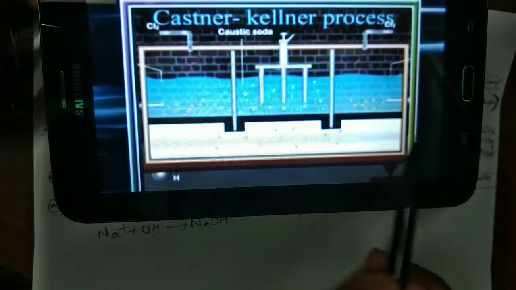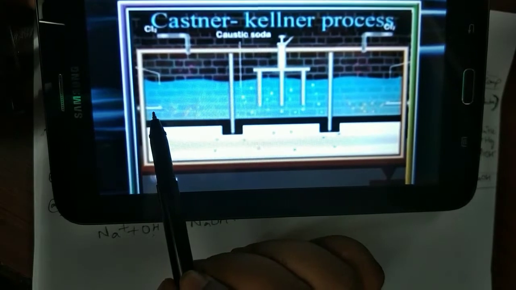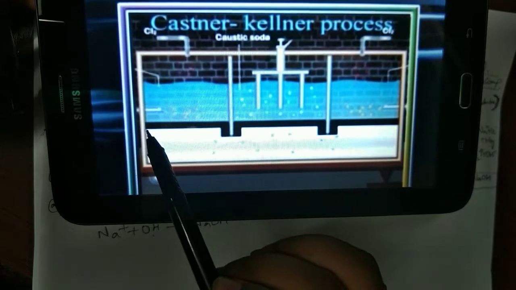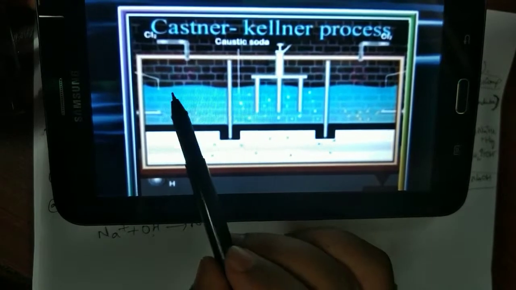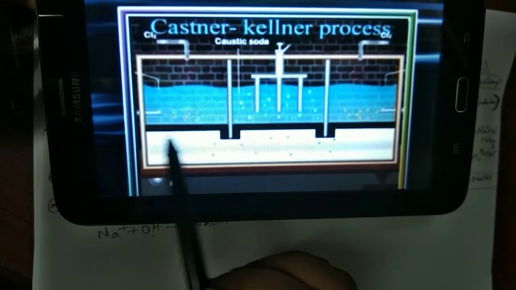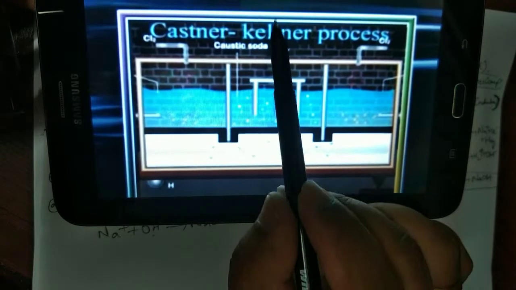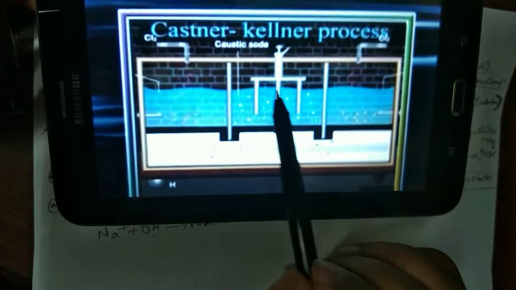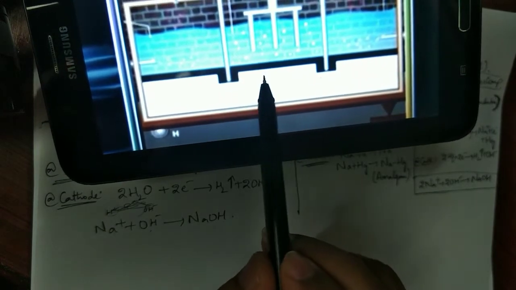The mercury can flow to and fro, and these white rods you can see at the left and right side are the graphite rods. Compartment 1 and compartment 3 are the outer compartments, and this is my inner compartment. In the outer compartments, what are the cathode and anode? Graphite acts as anode, mercury acts as cathode. But in the inner compartment, there are iron rods dipped inside from the top. These iron rods act as the cathode, and the mercury lining acts as anode.